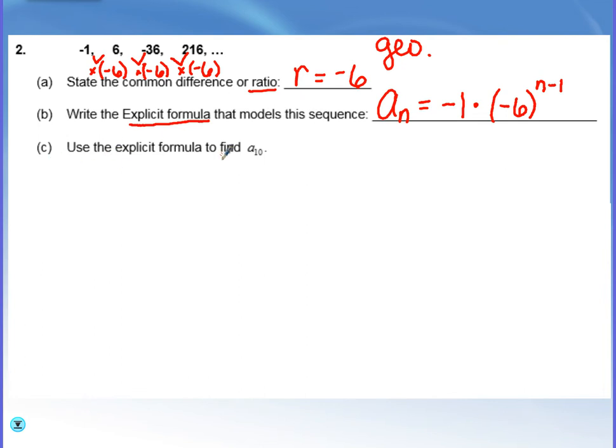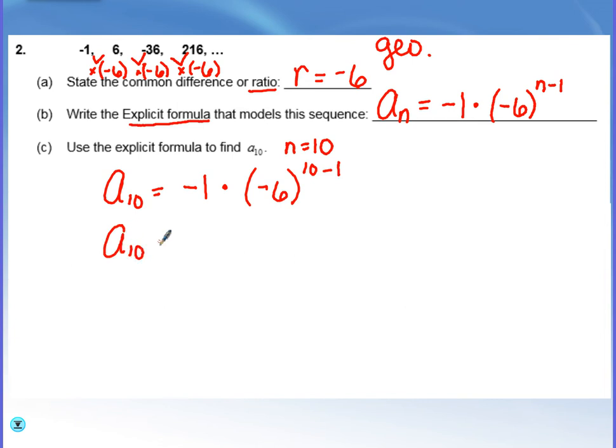So letter C, we need to find the 10th term. Notice that 10 is taking the place of n. So to find the 10th term, we are replacing n with 10 up here. Equals negative 1 times negative 6, 10 minus 1. Now when we are working with the geometric explicit formula, we are always going to work with our exponent first right here. So negative 1 times negative 6, and that will get raised to the 9th power.